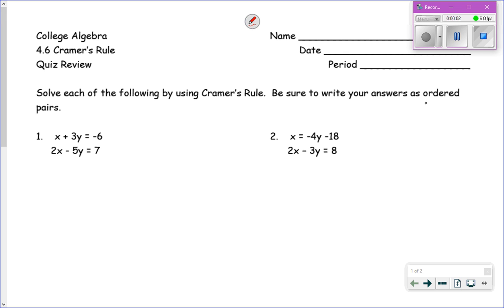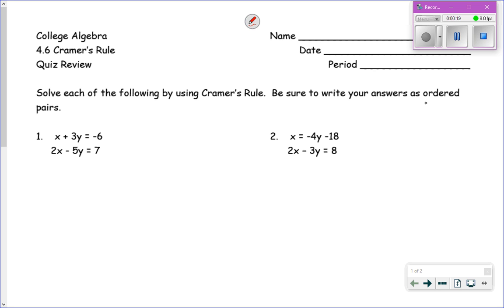Today we are going to do your quiz review for 4.6, Cramer's rule. Remember, my quiz reviews look very similar to the quizzes, so the format should be similar and the type of problems that you're seeing on this should be similar to what you see on your quiz. So there's 6 problems here.